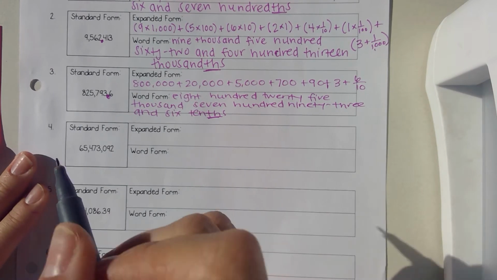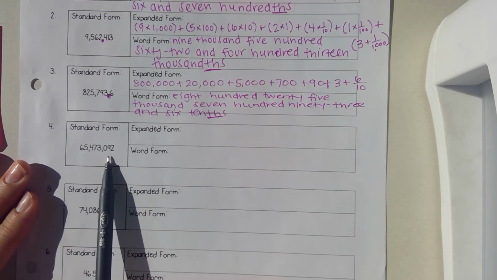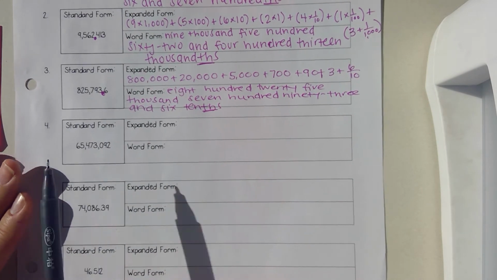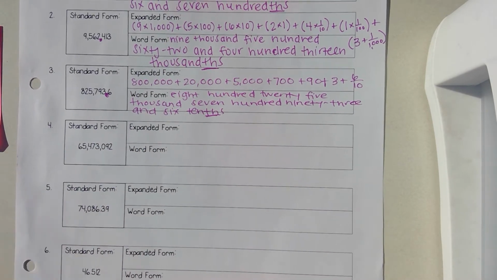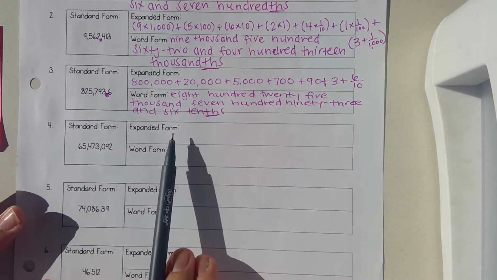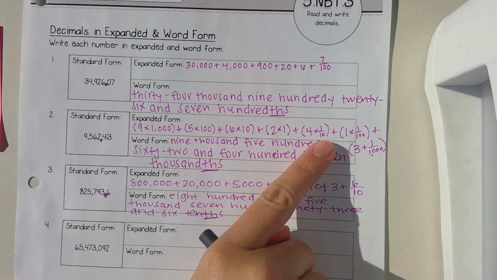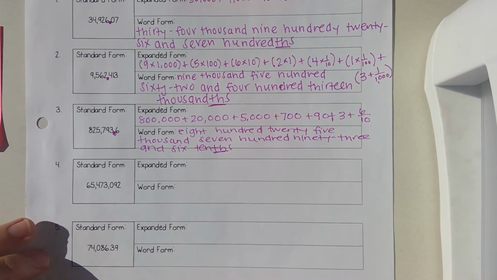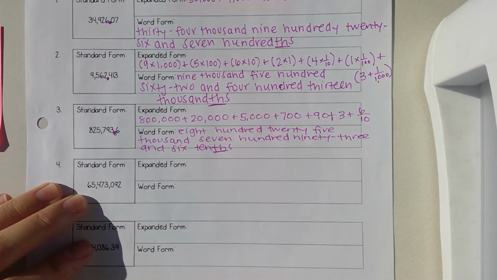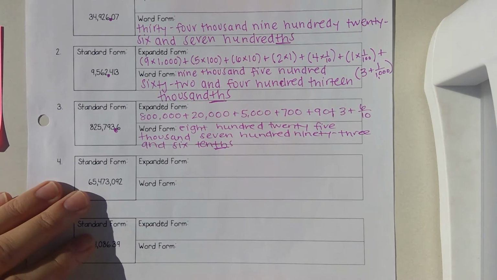Number 4. So I do not have a decimal point, so that means this number is all a whole number. There are no decimals or parts of a whole. So let's do it with our parentheses and multiplying by the place value. So we start with the largest place value for expanded form, which is the 6 in the 10 millions.